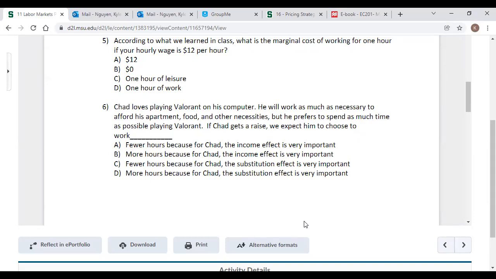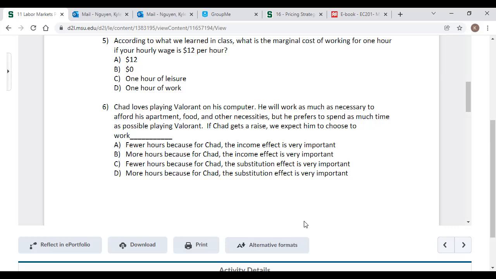And that also describes the income effect. He's going to be working fewer hours because he doesn't need to work as many hours. Is there any questions about that? Okay, I'll explain B, C, and D as well.